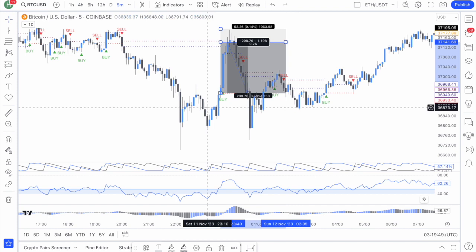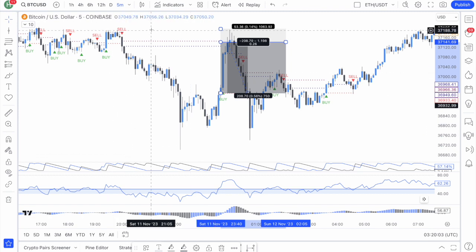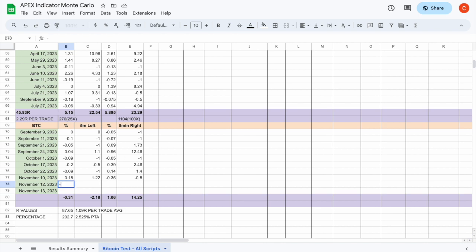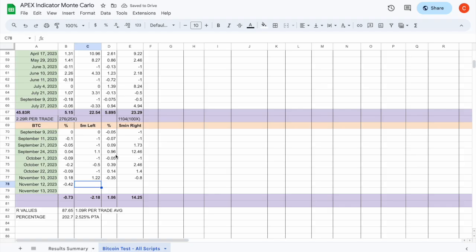So this one looked like it would have stopped out about 75% of the way through. So we're just going to go ahead and use that as a reference. So minus 0.56 times 0.75 is minus 0.42. Oh yeah, minus 0.75. And so getting kind of negative over here, but we'll see how this adds up overall.